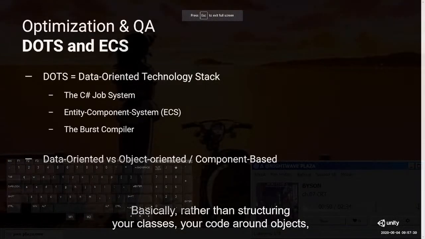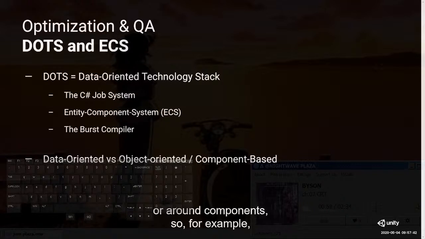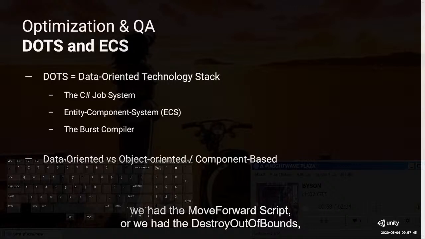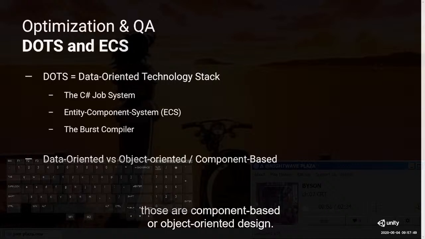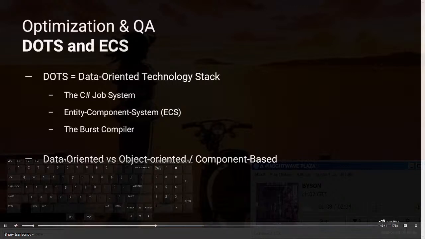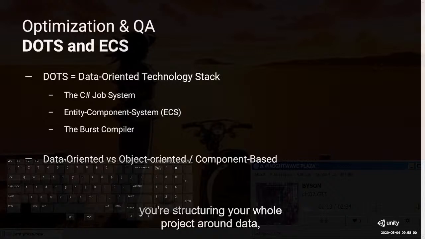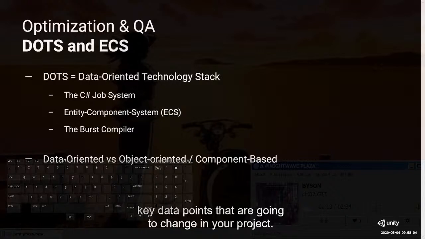Basically, rather than structuring your classes, your code around objects, like for example, we had an enemy class or a player class, or around components. So for example, we had the move forward script, or we had the destroy out of bounds. Those are kind of component-based or object-oriented design when you think about how your code is structured. This is data-oriented. And what that basically means is you're structuring your whole project around data, key data points that are going to change in your project.